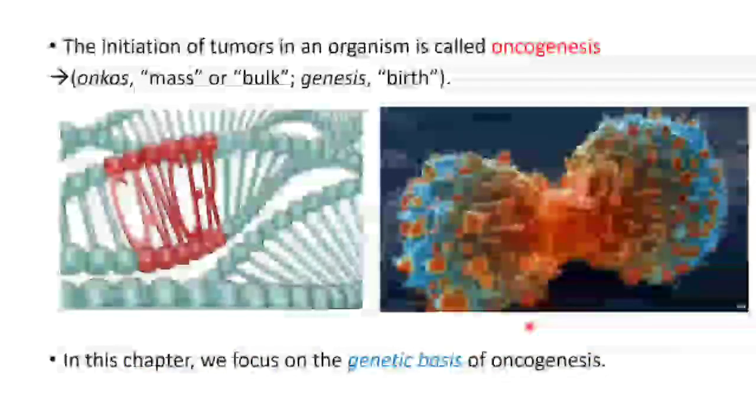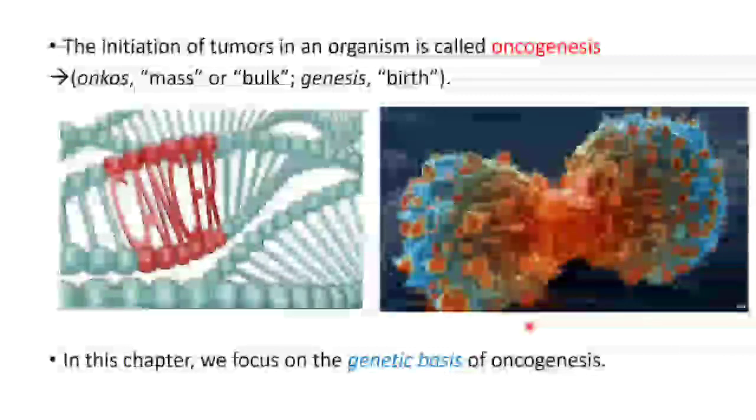So at the end of this introduction, the initiation of tumors in an organism is called oncogenesis. Okay, so onco means mass or bulk, and genesis means birth. So the initiation of tumors, the birth of a mass or a bulk in an organism is known by oncogenesis. And what we will study in this chapter is the genes, the genetic basis behind this oncogenesis.